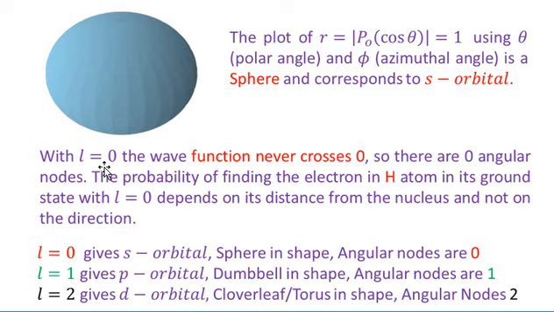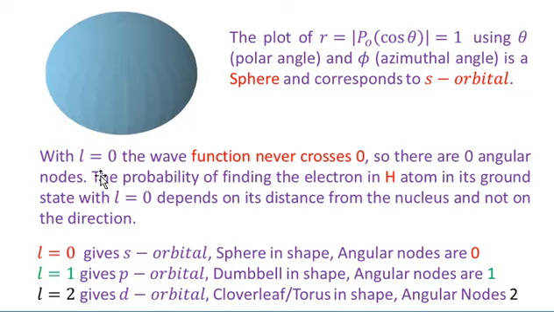When L is equal to 1, it means that the wave function will cross the 0 value once, and when L is equal to 2, the wave function will have two nodes, that is, it will cross the center of this coordinate system twice. And when L is equal to 3, it means that there will be 3 angular nodes, that is, the wave function will be crossing the center of this region 3 times.